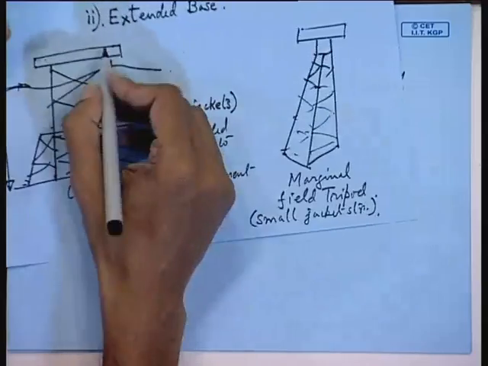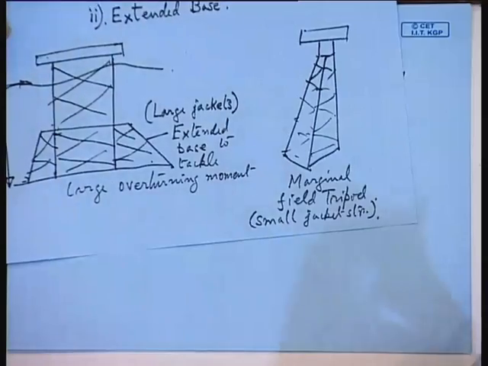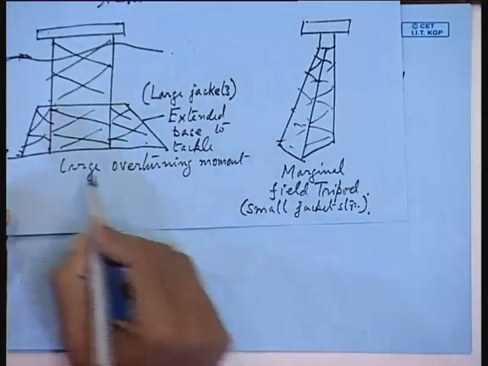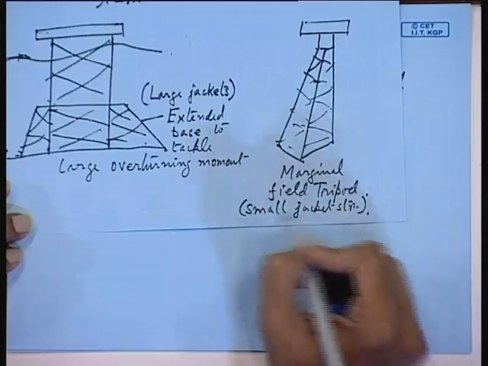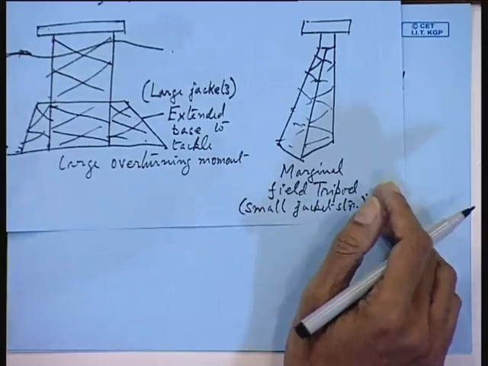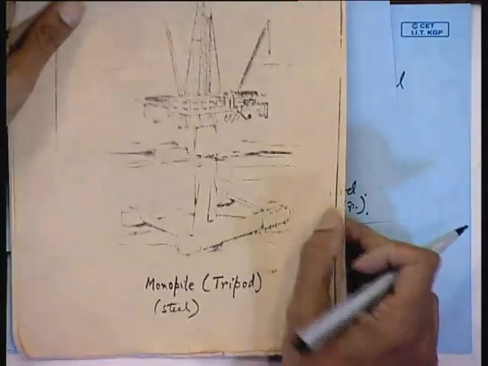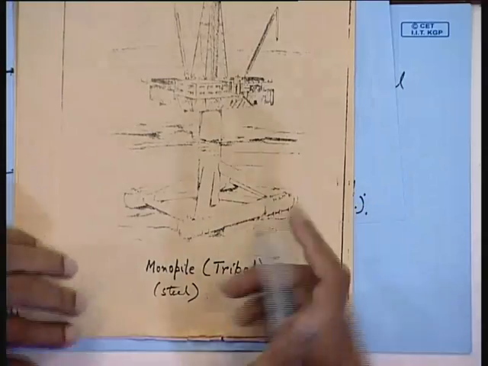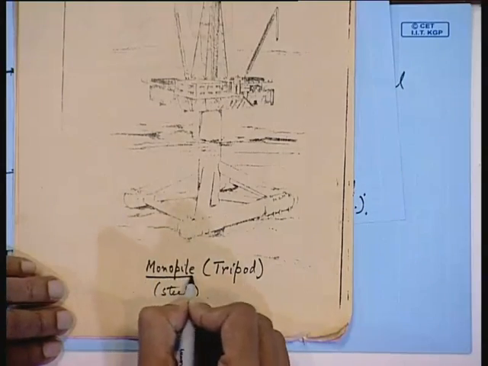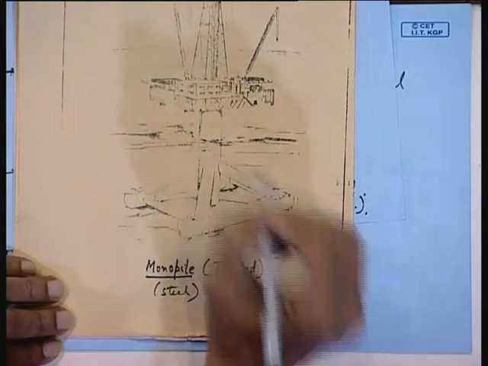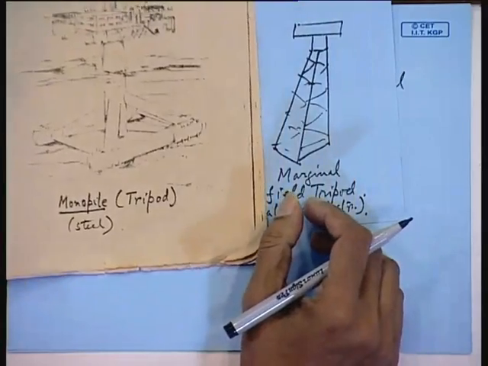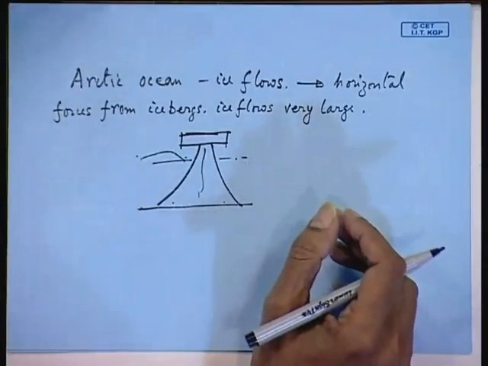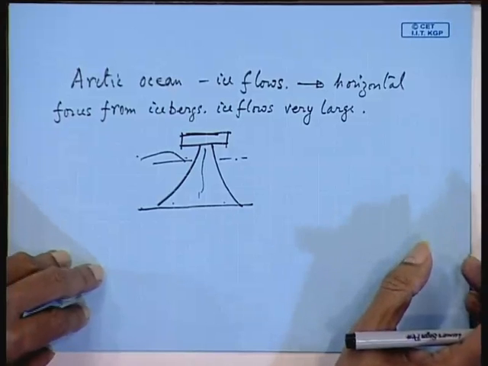So, these are some of the considerations that you will come across. The first one is an extended base, then this is a tripod for marginal field, and here also you can go for another, this is called a monopile actually. There is a single column supported by an underwater truss. So, these are some of the variations in the jacket structures you can come across.